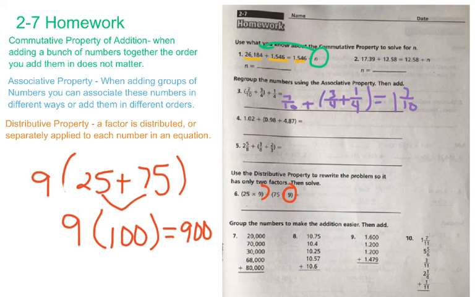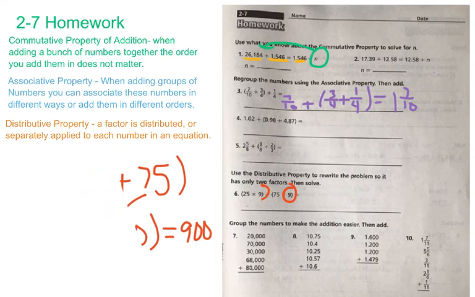And when you get to 7 through 10, it says group the numbers that make the addition easier and then add. And this is just a situation where you are combining numbers that make it easier to add a long addition equation. And one of the things that you can do is look at the numbers first. So you're checking out your entire problem.